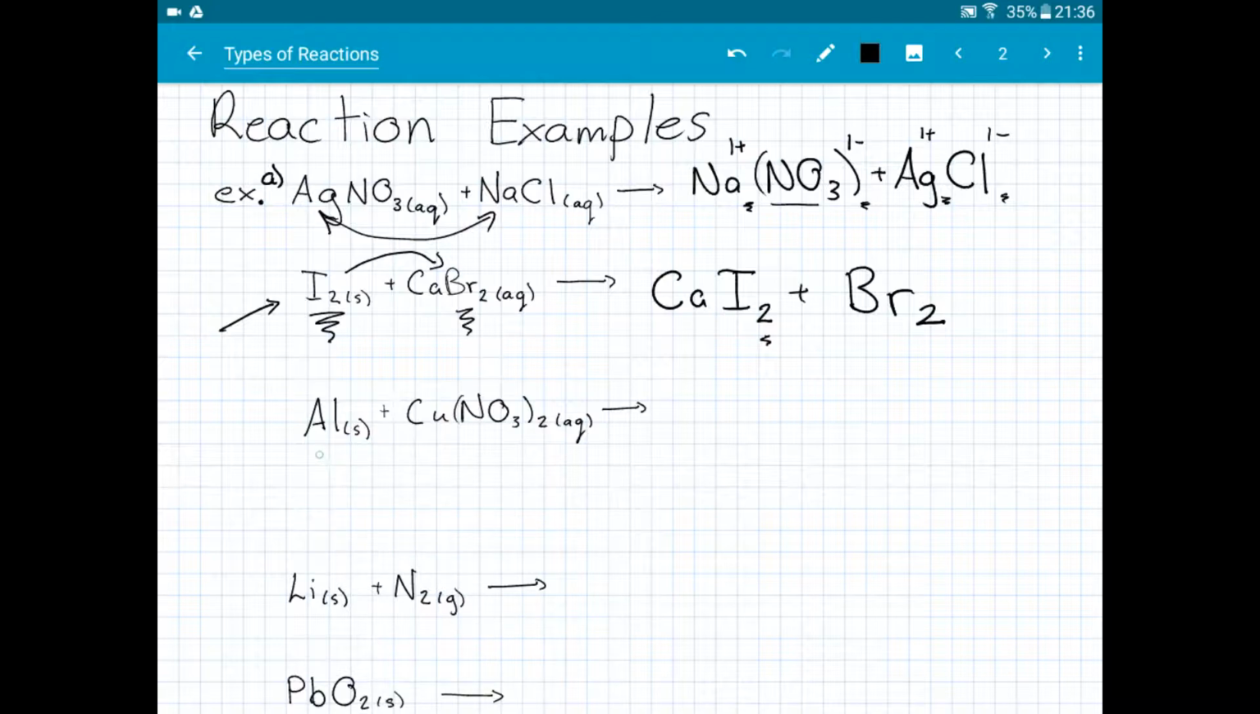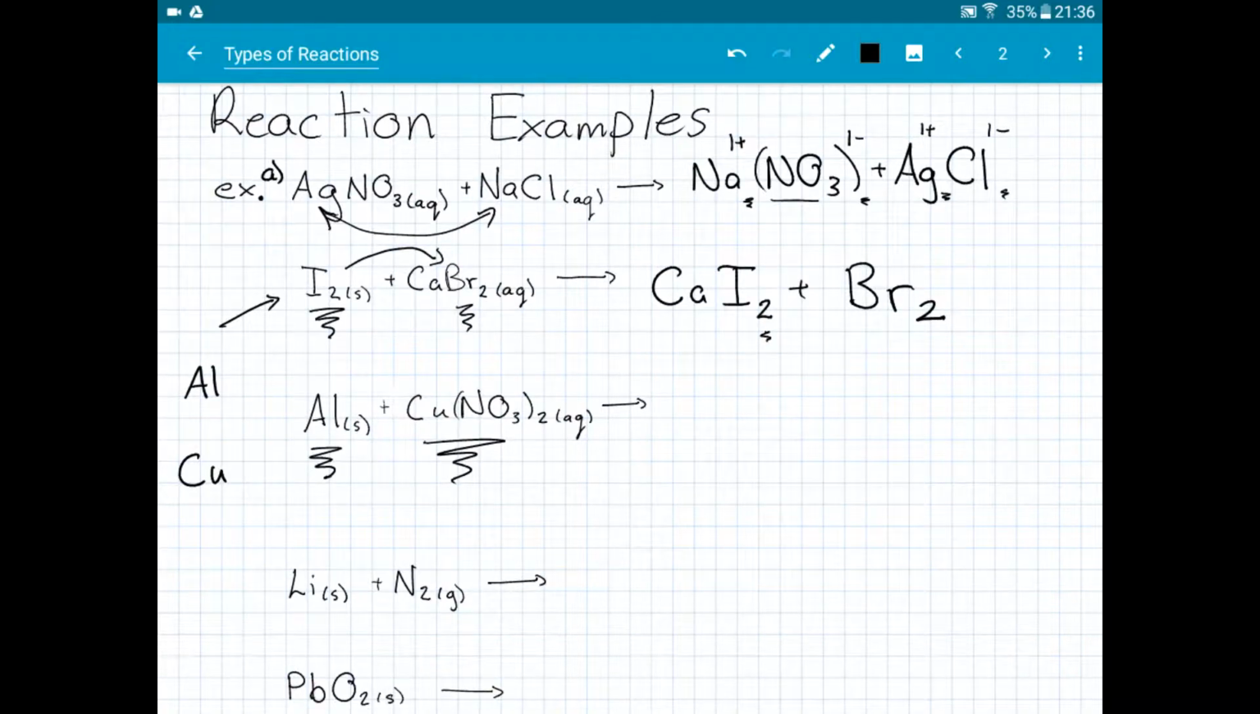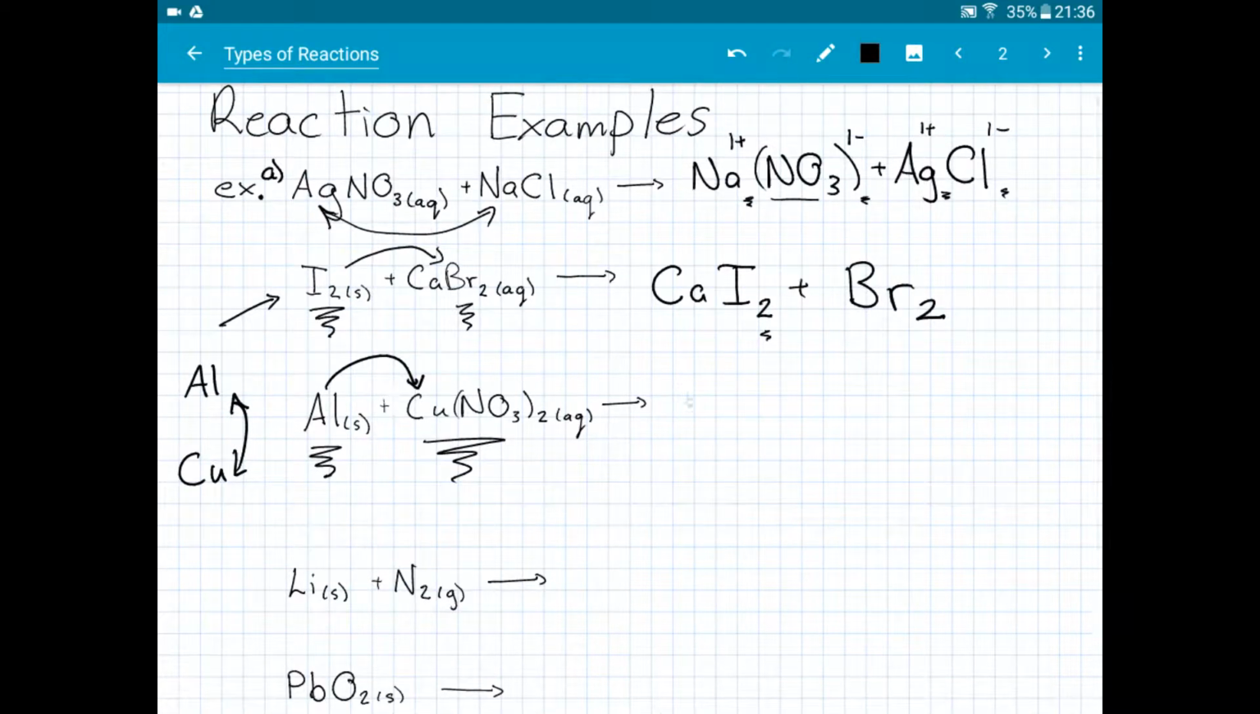Going over here, now we have a metal reacting with an ionic compound, so we have to double check that aluminum is more reactive than copper. And it turns out on the scale, aluminum is more reactive than copper, so the aluminum is going to take the place of the copper. If it was the other way around in the scale, then we would have no reaction happening here. So here we have, now the copper has been displaced, and we have aluminum nitrate, Al(NO3), and we have to check the charges again.